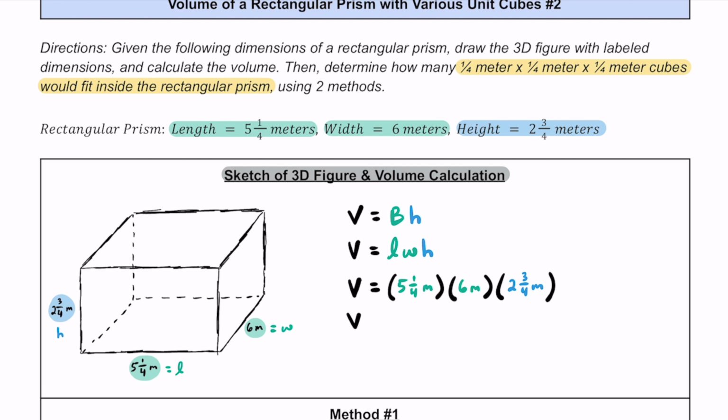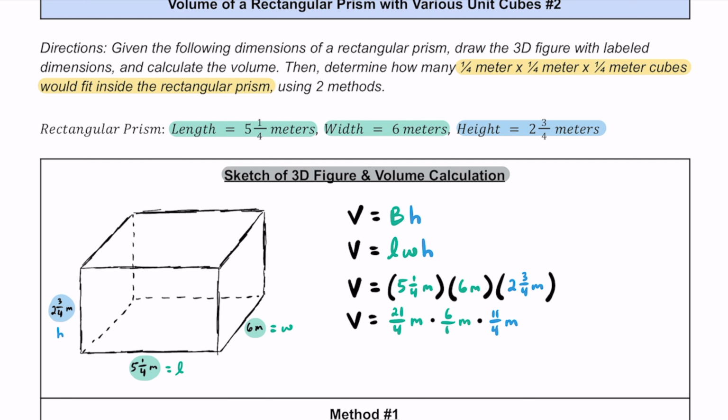Now let's rewrite these as improper fractions. So 5¼ is the same thing as 21/4. And then we're going to multiply this by 6, which is 6/1 meters. We're going to multiply this by 2¾, which is the same thing as 11/4 meters.